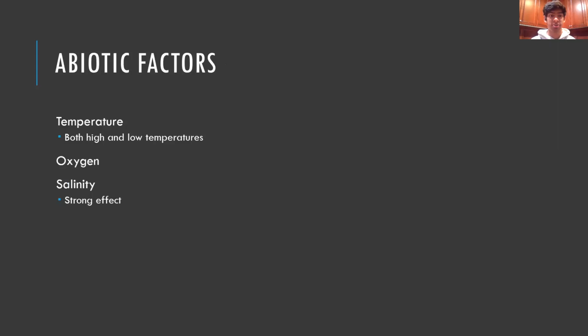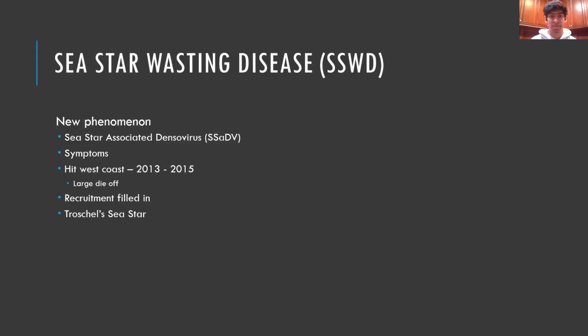So abiotic factors. There's temperature, as we'll see in a minute or so. There isn't really consensus, but both really high and really low temperatures can hurt Pisaster. Low oxygenation can also harm it. And finally, salinity has a really strong impact on growth. They're usually found in a small, low salinity range. They're osmoconformers, I believe.